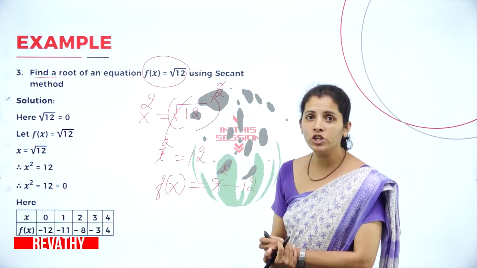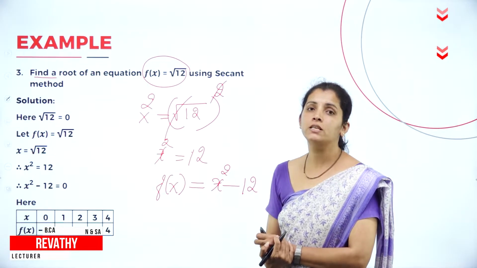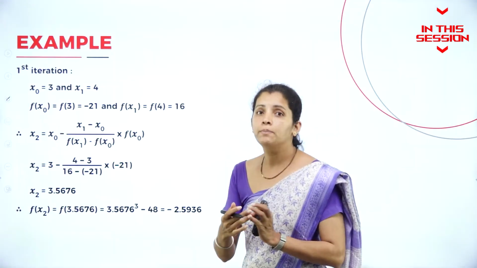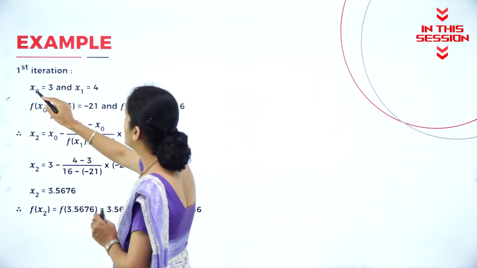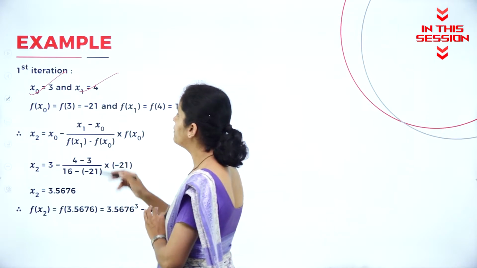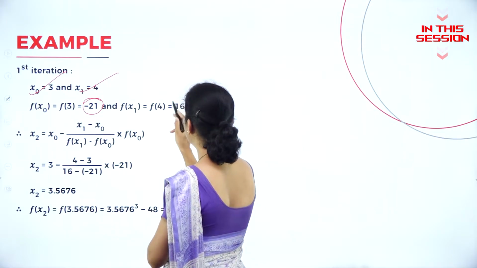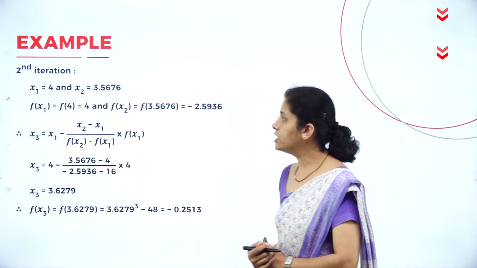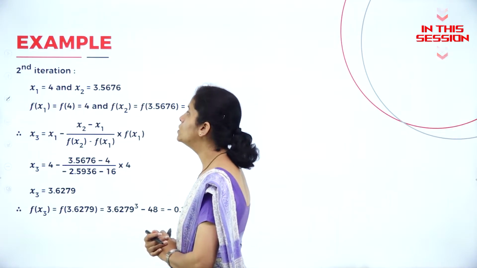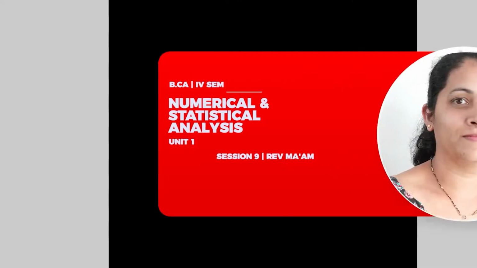They did not mention any root. What I want to do, I just want to use trial and error method to find out the roots. In my first iteration, see here, I got x0 equal to 3 and x1 equal to 4. And f of x0 is minus 21 and f of x1 is 16. In my second iteration, I have x1 that is 4 and x2 is 3.5676.